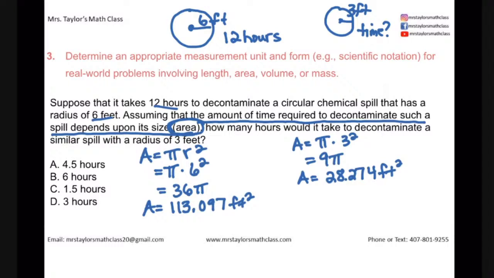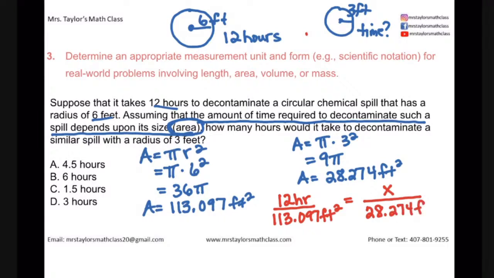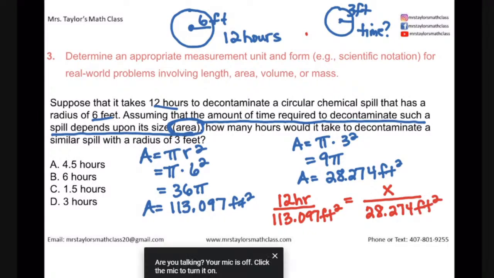Now, we're not done. We need to find out how much time it takes for us to clean up this mess. So, let me do that in a different color. So, we have 12 hours to clean up the area of 113.097 feet squared. And then on the other side, we don't know how many hours, but the area is 28.274 feet squared. So just like before, we're going to cross multiply.